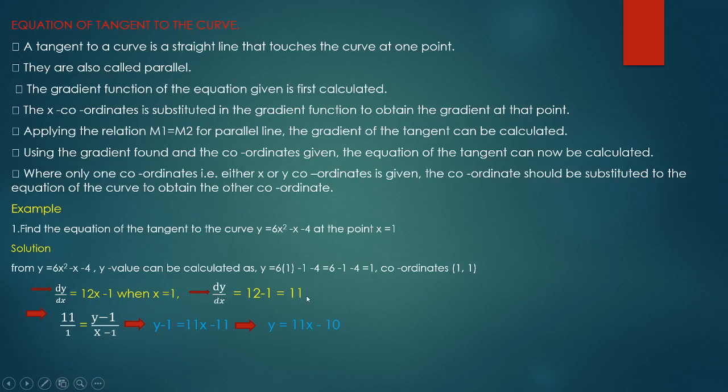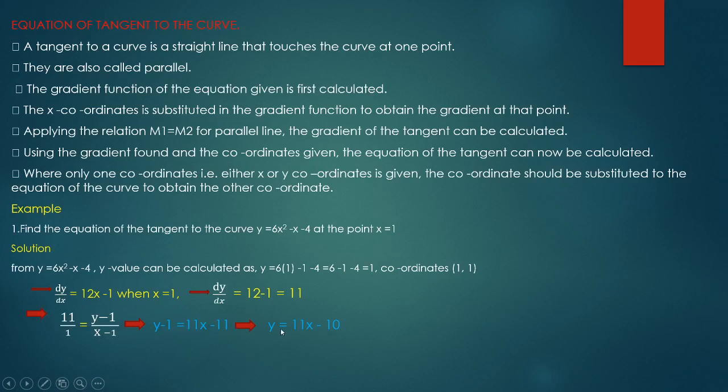So the gradient of the curve at that point is 11, and the gradient of the curve at that point equals the gradient of the tangent, which is also 11. So we use 11 as our gradient for the tangent, and then we shall have 11 over 1 equal to, taking our other point as (x, y), (y minus 1) all over (x minus 1). So we cross multiply. We shall have 1 into brackets (y minus 1), which becomes y minus 1, equals 11 into brackets (x minus 1), which you open to get 11x minus 11. So y minus 1 equals 11x minus 11.